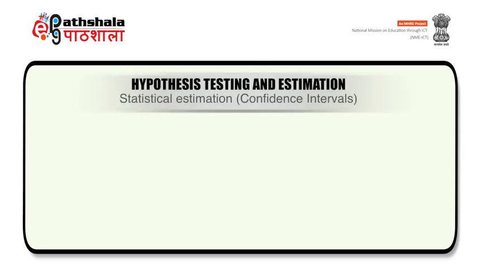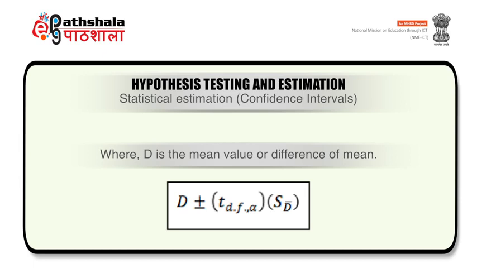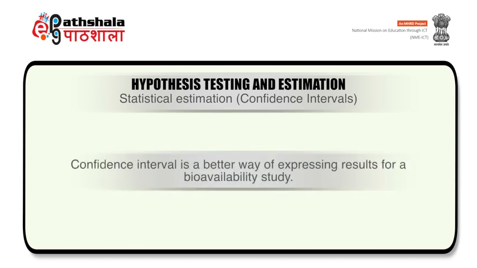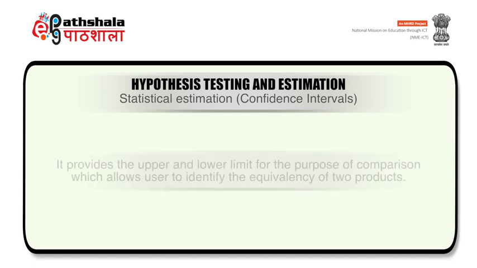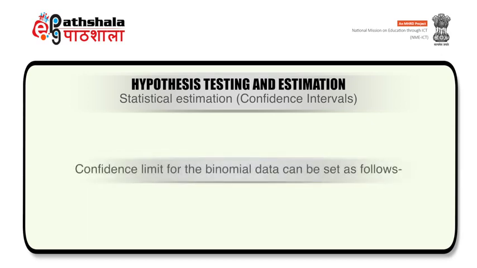Further, what are confidence intervals that are used in statistical estimation? A confidence interval can be obtained for a mean or for the difference between two means as shown in the equation, where D is the mean value or difference of means. Confidence interval is a better way of expressing results for a bioavailability study. It provides the upper and lower limit for the purpose of comparison, which allows the user to identify the equivalency of two products. Confidence limit for the binomial data can be set as follows.